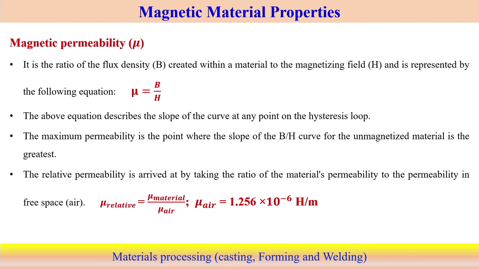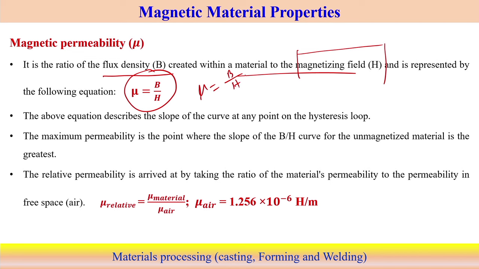Now magnetic permeability can be defined as the ratio of the flux density B created within the material to the magnetizing field. So in the presence of the magnetizing field, it is represented by this ratio: mu equals B by H, where B is the flux density and H is the magnetizing field. Here permeability is much higher if B is very high or H is on the lower side. That means you can easily create more flux density, or a low magnetizing field, and both can increase the permeability of the magnetic field through this particular medium.